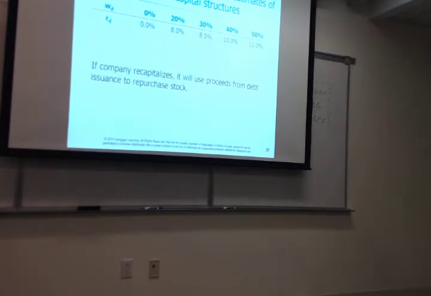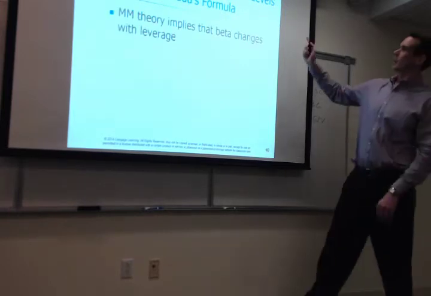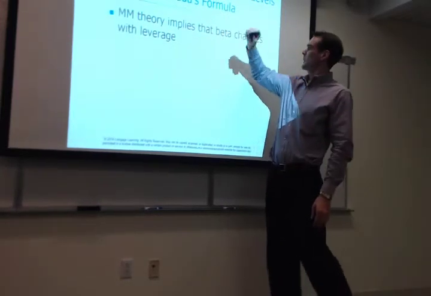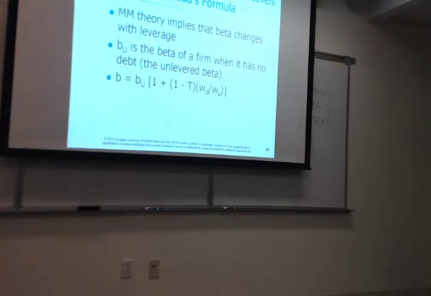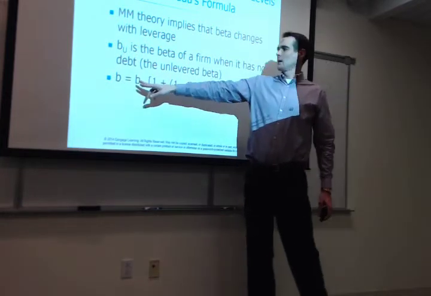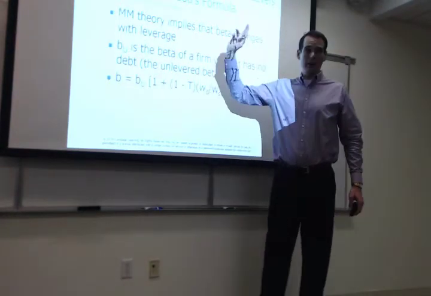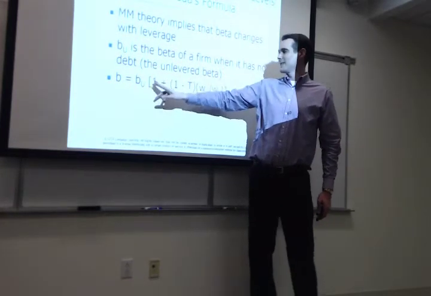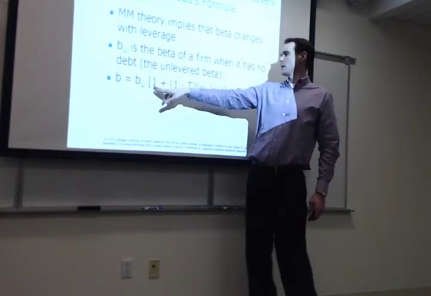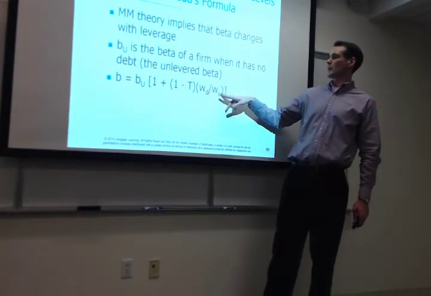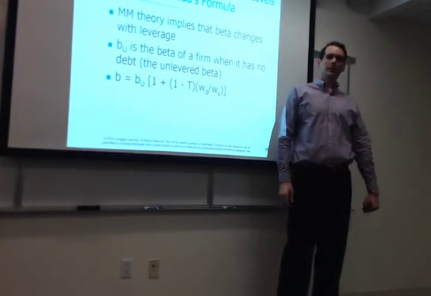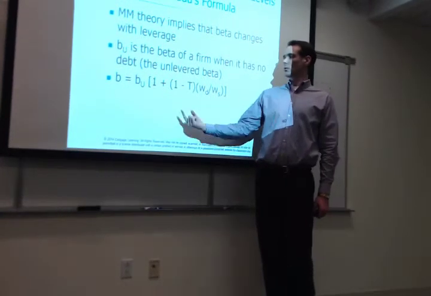So we're going to learn a quick formula for how we can increase the beta. This is called Hamada's formula. Beta changes with leverage. Here's the formula. The beta after we lever the firm is the beta of the unlevered firm times 1 plus (1 minus the tax rate) times the weight of debt divided by the weight of stock. Let's look at each of those components really quickly.